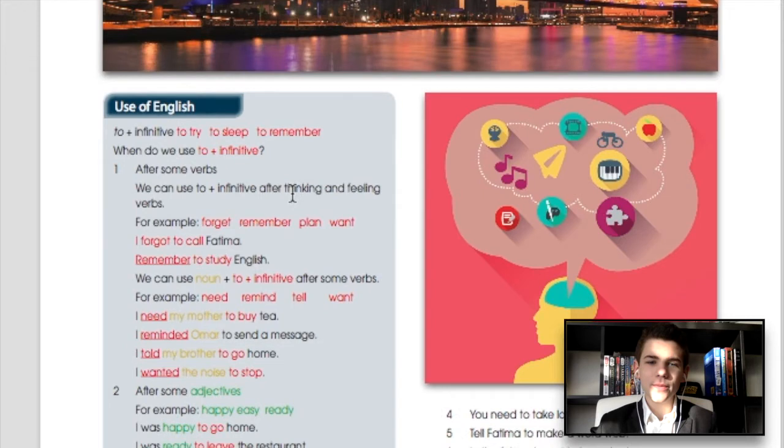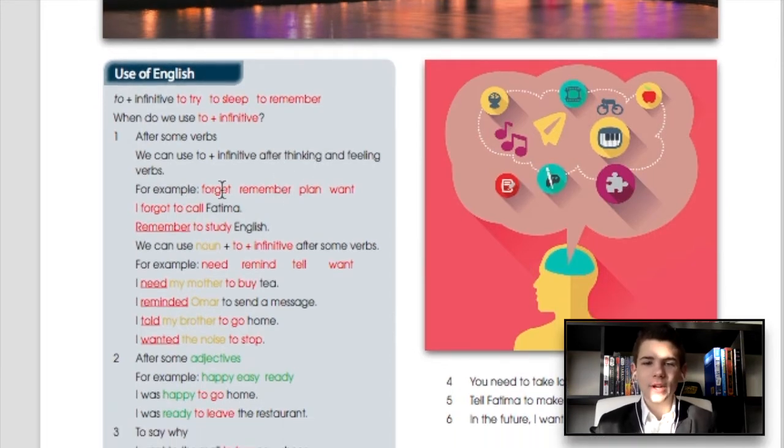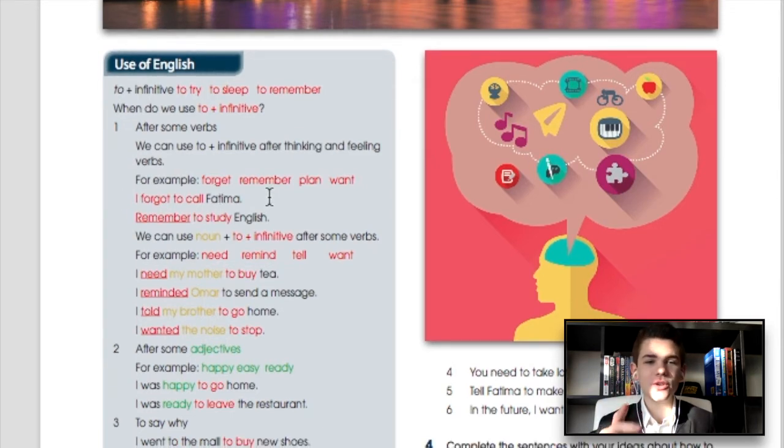When do we use to plus infinitive? After some verbs. We can use to plus infinitive after thinking and feeling verbs, for example, forget, remember, plan, want. I forgot to call Fatima. That's a sentence. You can see right here how that looks. So forget, is that a thinking or a feeling word? That's a thinking word. Remember, that's another thinking word. Plan, another thinking word. Want, you want something. I want to make money. That's a feeling verb. And I forgot to call Fatima is an example. So you can use infinitives after both feeling and thinking verbs.